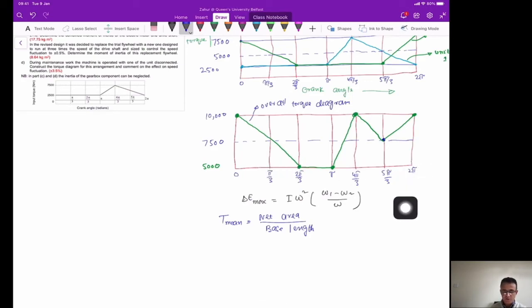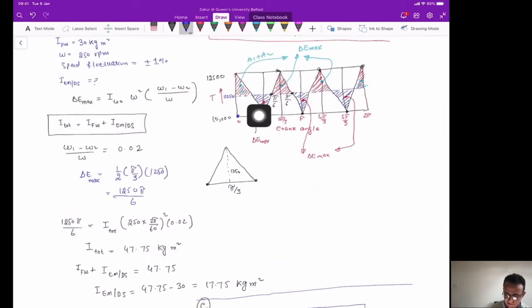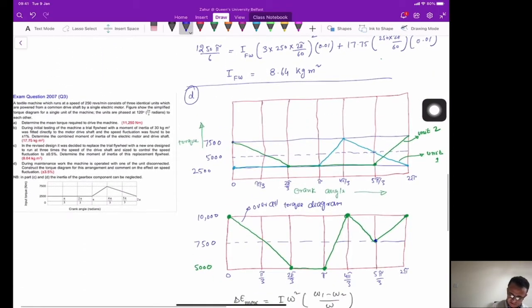But in this case, you can use a simple trick. If you go to the previous case here, this was the first case, and in the first case the mean torque was 11,250, and this torque was for 3 units. But in our case now we have only 2 units. So what we can do is just multiply this value by 2 by 3, and we will get the new mean torque. So you don't even need to do the calculations.